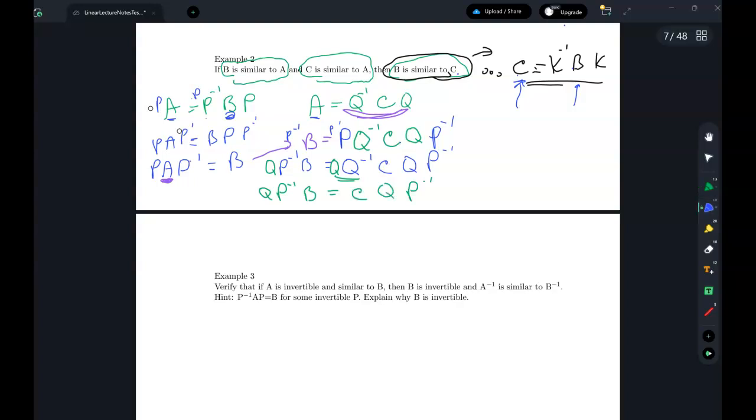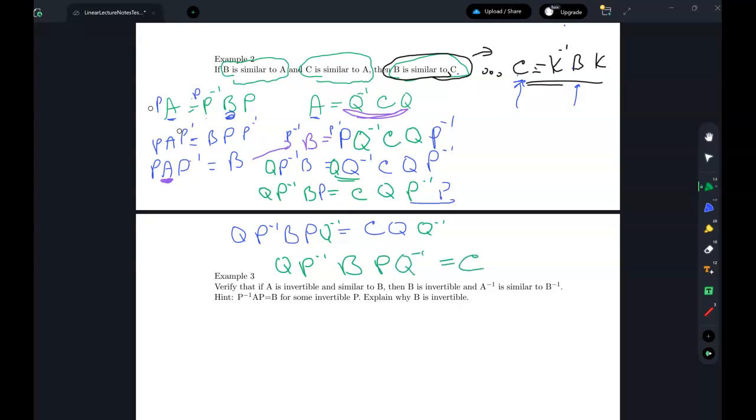So I keep going, and I'm going to multiply both sides on the right by P. So I get Q P inverse B P. These give me a 1. And then last step, I'm going to multiply both sides on the right by Q inverse. So I get Q P inverse B P Q inverse equals C. Am I anywhere close to what I wanted to get to? So I wanted to get to this.